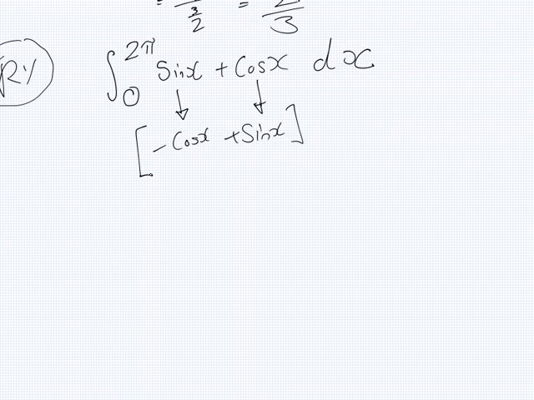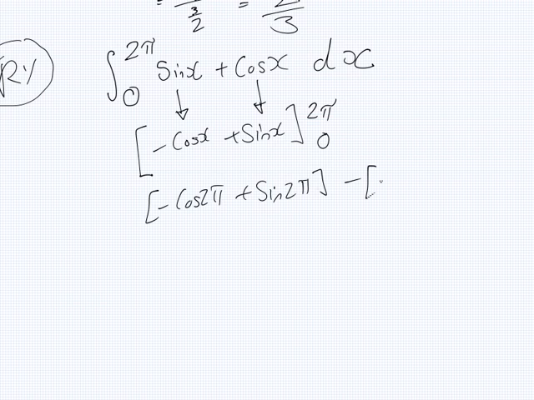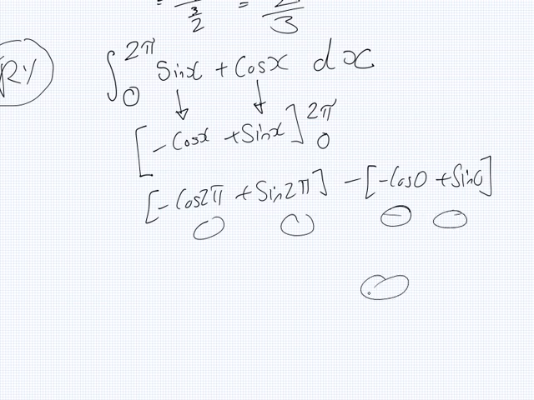Okay, so now we have to put in 0 and 2 pi. So first we put in 2 pi. We got minus cos 2 pi plus sine 2 pi. And then minus, and we put in 0. Now if we hit this in on the calculator, we get 0, 0, 0 and 0. So the answer is 0 here. Well, in total you'll get 0.